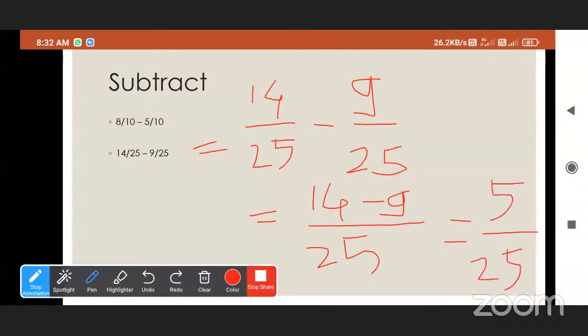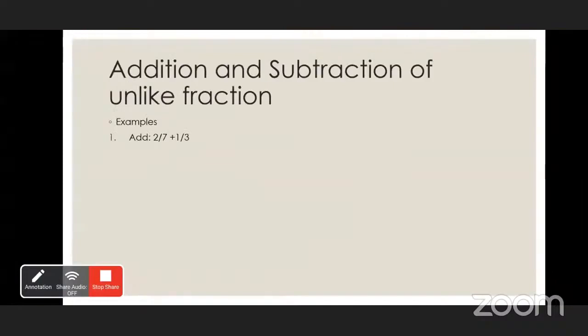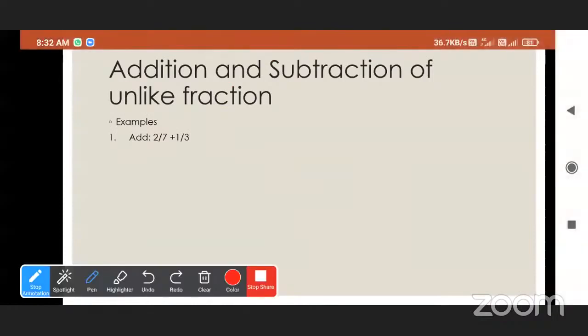Is it right? Yes. Now we will see addition and subtraction of unlike fractions. Unlike fractions are those whose denominators are different. So 2 upon 7 plus 1 upon 3. How to add these? First of all, we have to convert these fractions into like fractions. These are unlike fractions, 2 upon 7 and 1 upon 3.